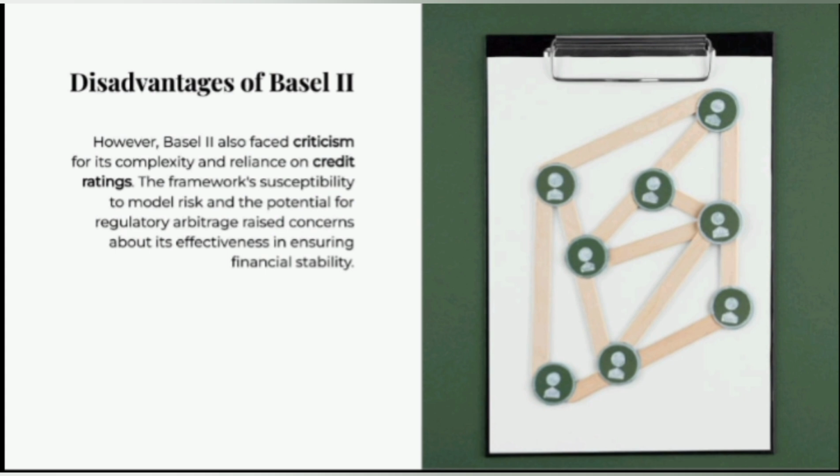Fourth, we have risk weighted asset criticism. Simplistic approach may not accurately reflect risk. Fifth, we have procyclicality, that means regulations may amplify economic cycles. Sixth, we have burden on small banks, that means smaller banks struggle with compliance costs.